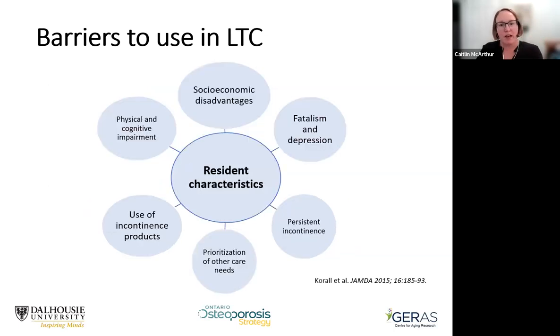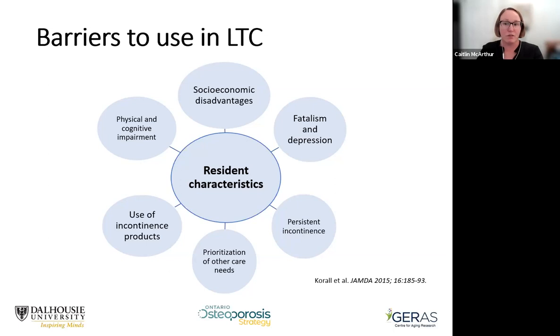At the resident level, barriers are things like social or economic disadvantage. So there's lower compliance for people who are not white, are a migrant or immigrant, and who receive welfare. That could be related to cultural values. It could also be related to financial situation. Fatalism and depression: feeling like, well, this is the end of life, I'm depressed, I have poor mood, so I don't want something else to deal with. And it's uncomfortable, so why would I want to wear it? Persistent incontinence.